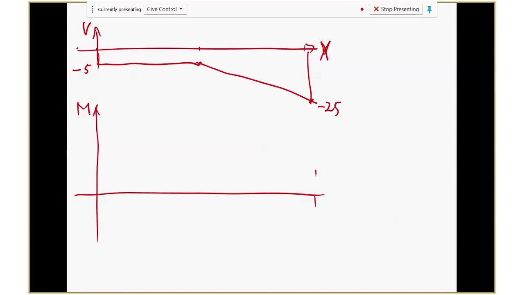Okay. How do you draw the M? Start at 0, right? Once you start at 0, what do you see? Cross it. You start to accumulate this area, negative area, right? So negative area, so M will go down. So you'll go this way, downward.